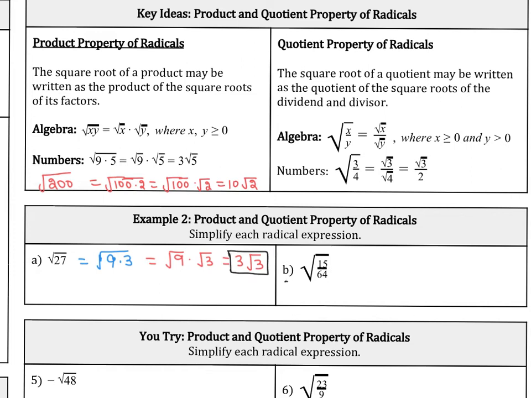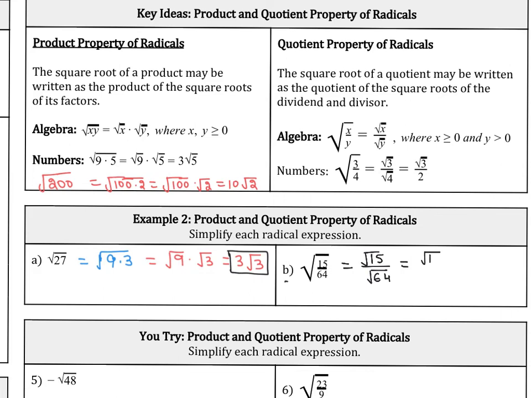Letter B. When you're going to deal with the quotient or division property, you first have to look at the 15 and 64 to see if you can reduce them, meaning they go on the same table. I can see that the 15 and 64 do not go on the same table. It means we cannot reduce them. So my only option is to separate them, the dividend on the top and the divisor on the bottom.